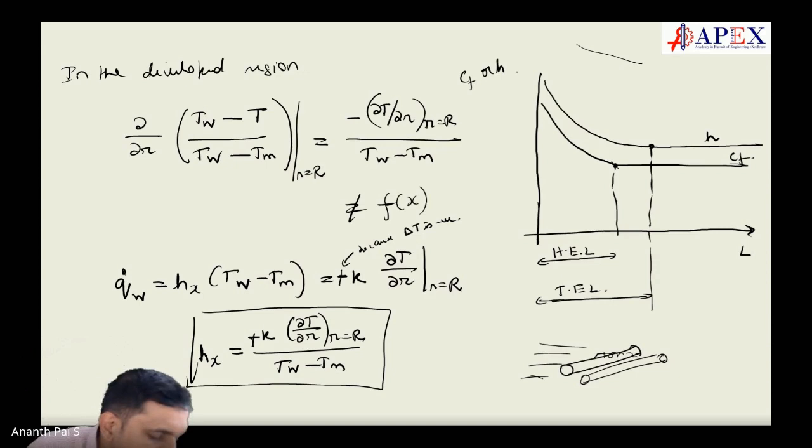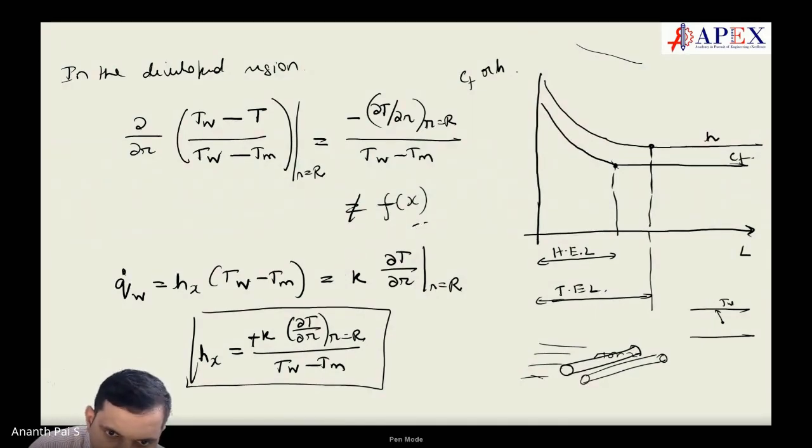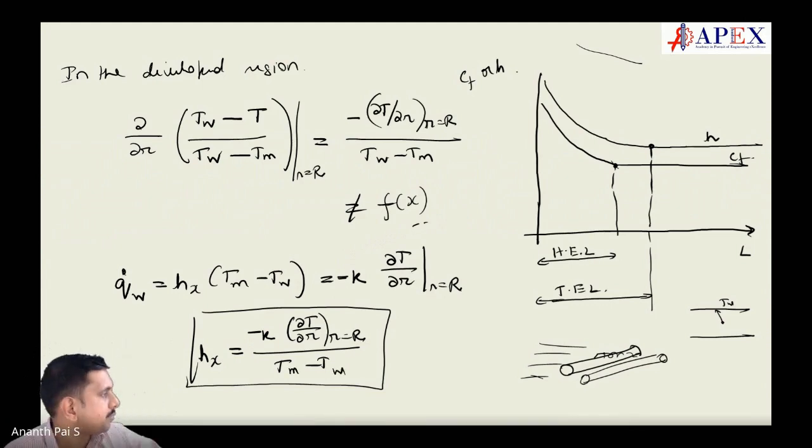That would be better. But why did he not take it like this, T surface, T mean? Where is the heat transfer happening if it is positive? T mean to T wall, T wall is less. So let me write this as negative. Wait a minute, let me make it proper: negative, and let me write this as T mean to T wall. Let negative be there, then let me write T mean minus T wall. Problem solved.